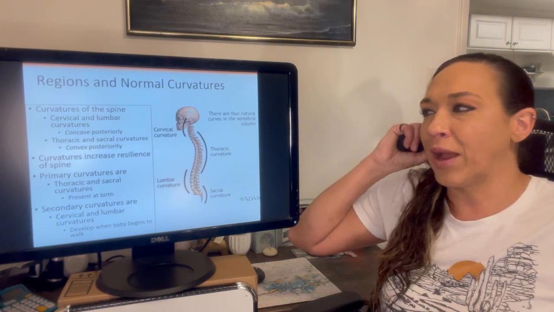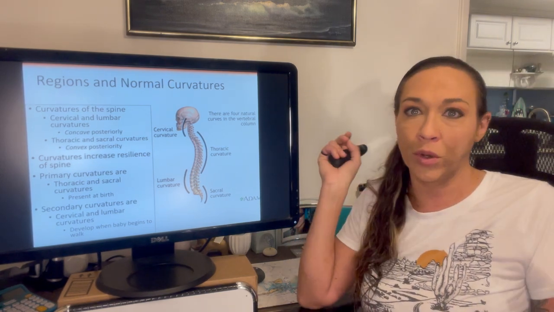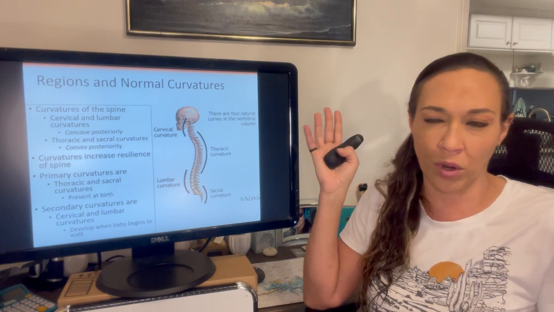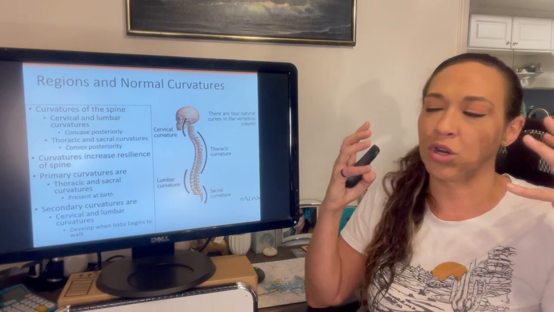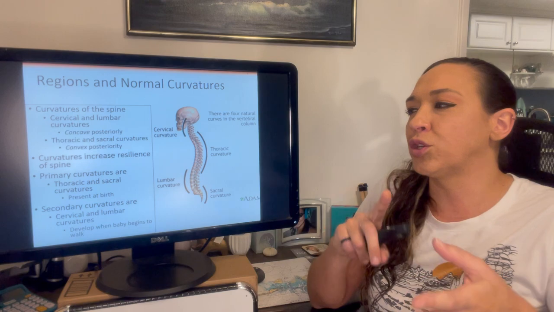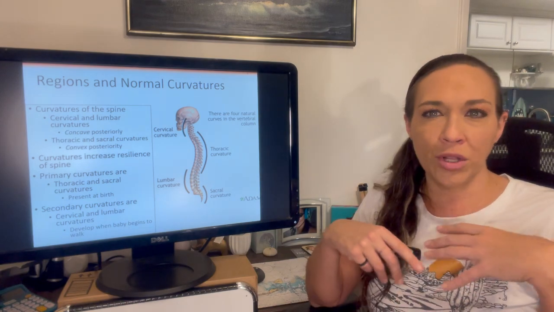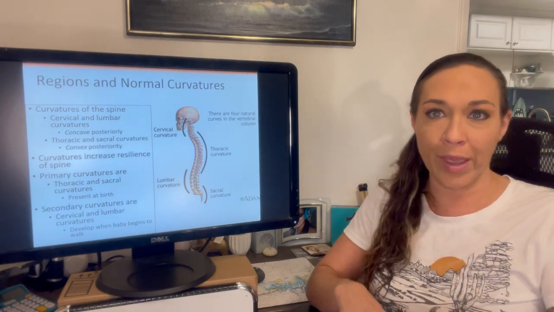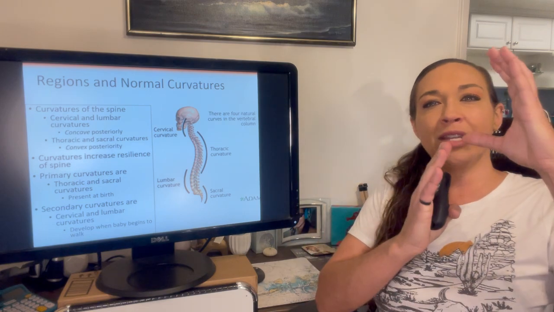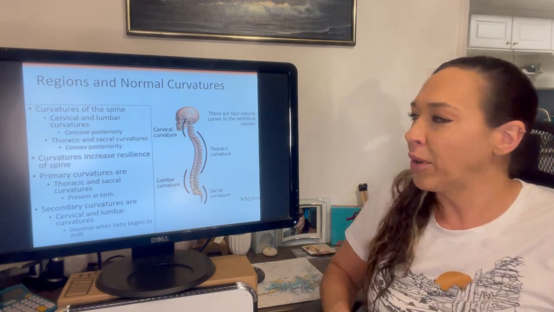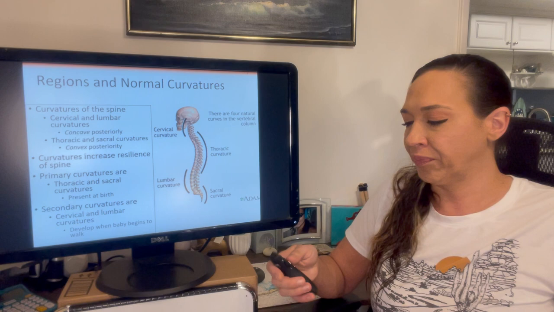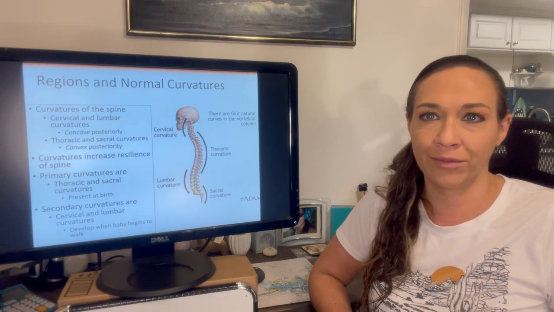Now your thoracic and sacral curvatures come when you're born. Those are probably the most important ones. Those are really taking the pressure off. But your secondary ones, your cervical and your lumbar, come once you actually start walking. Once you're a baby and you start walking around, then those natural curves start happening. But otherwise, the thoracic and the sacral are definitely found at birth.